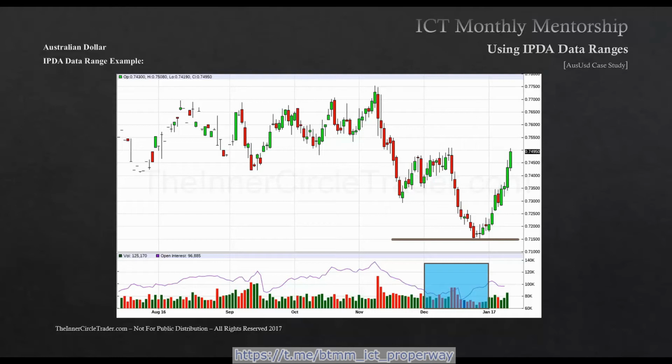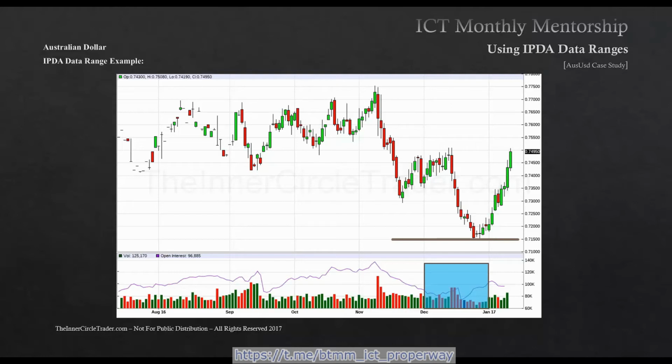Larry Williams says when open interest drops while you're in consolidation, we're in consolidation all through August, September, and October, price drops down in here, we have a big drop in open interest. Open interest is the total open longs and shorts that are in the marketplace right now.